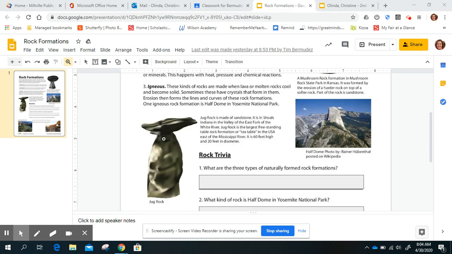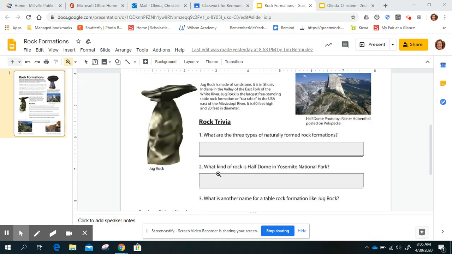And then I'm going to read here, and this is called Jug Rock. Jug Rock is made of sandstone. It is in Shoals, Indiana, in the valley of the East Fork of the White River. Jug Rock is the largest freestanding rock table formation, or T-table, in the USA, east of the Mississippi River. It is 60 feet high and 20 feet in diameter. Boy, that tells me it's really big. Half Dome photo by Rayner Hubenthal, posted on Wikipedia. All right, rock trivia.